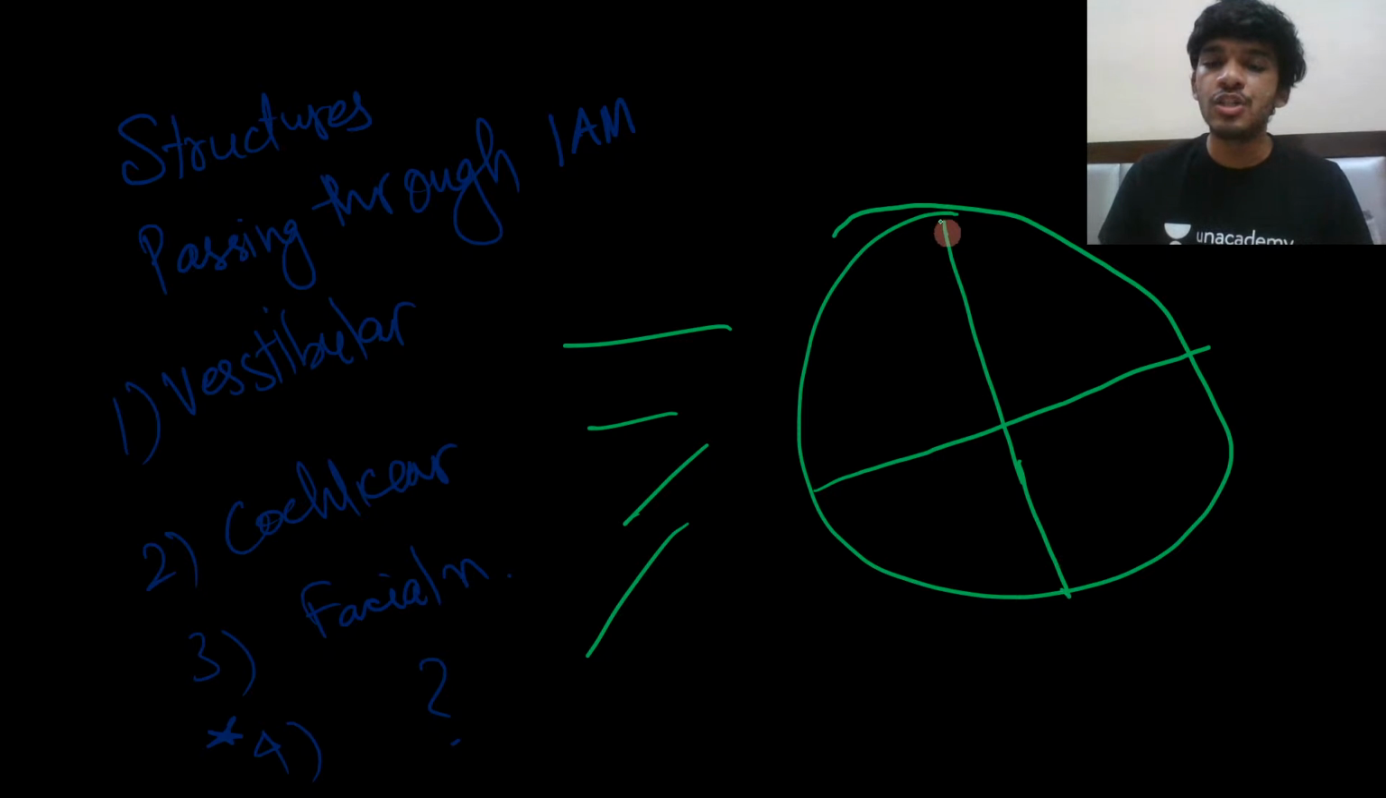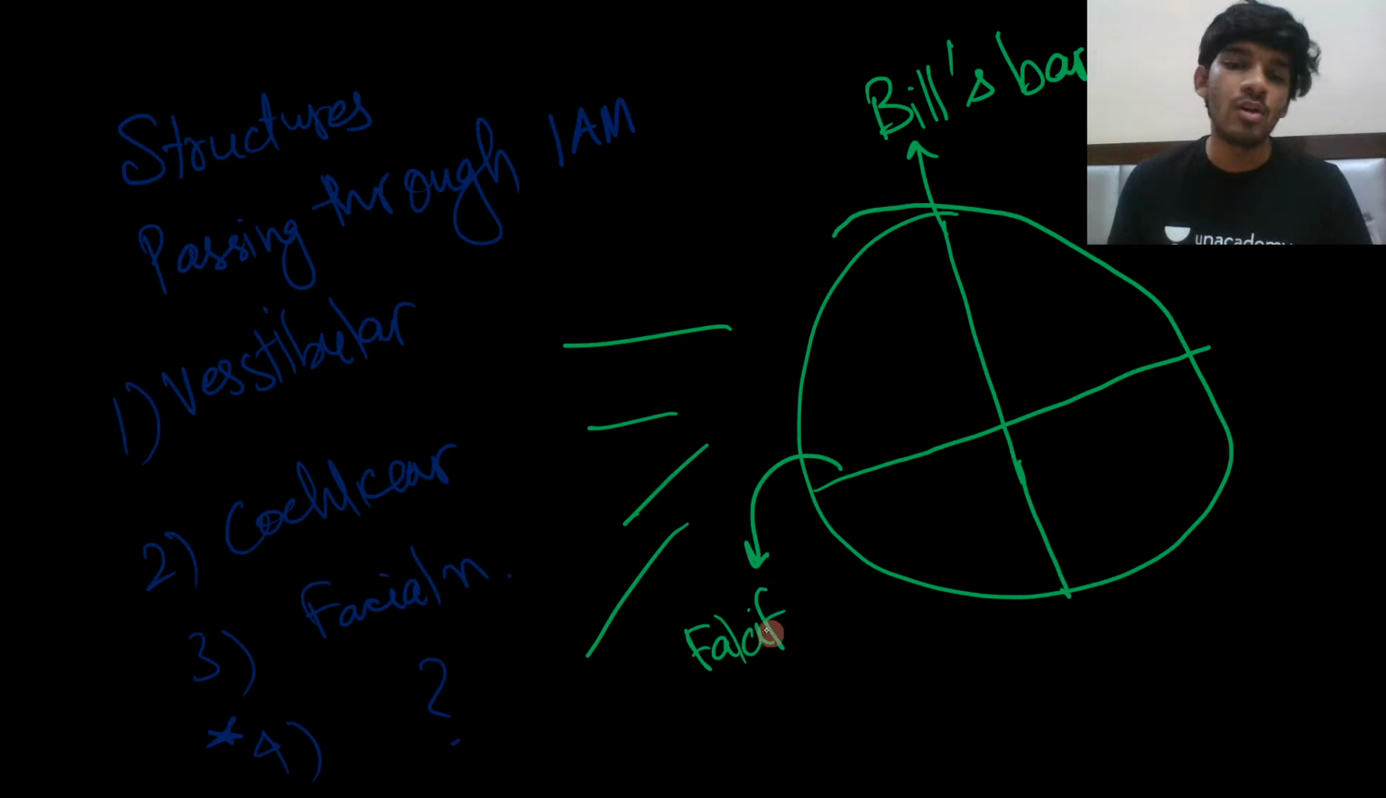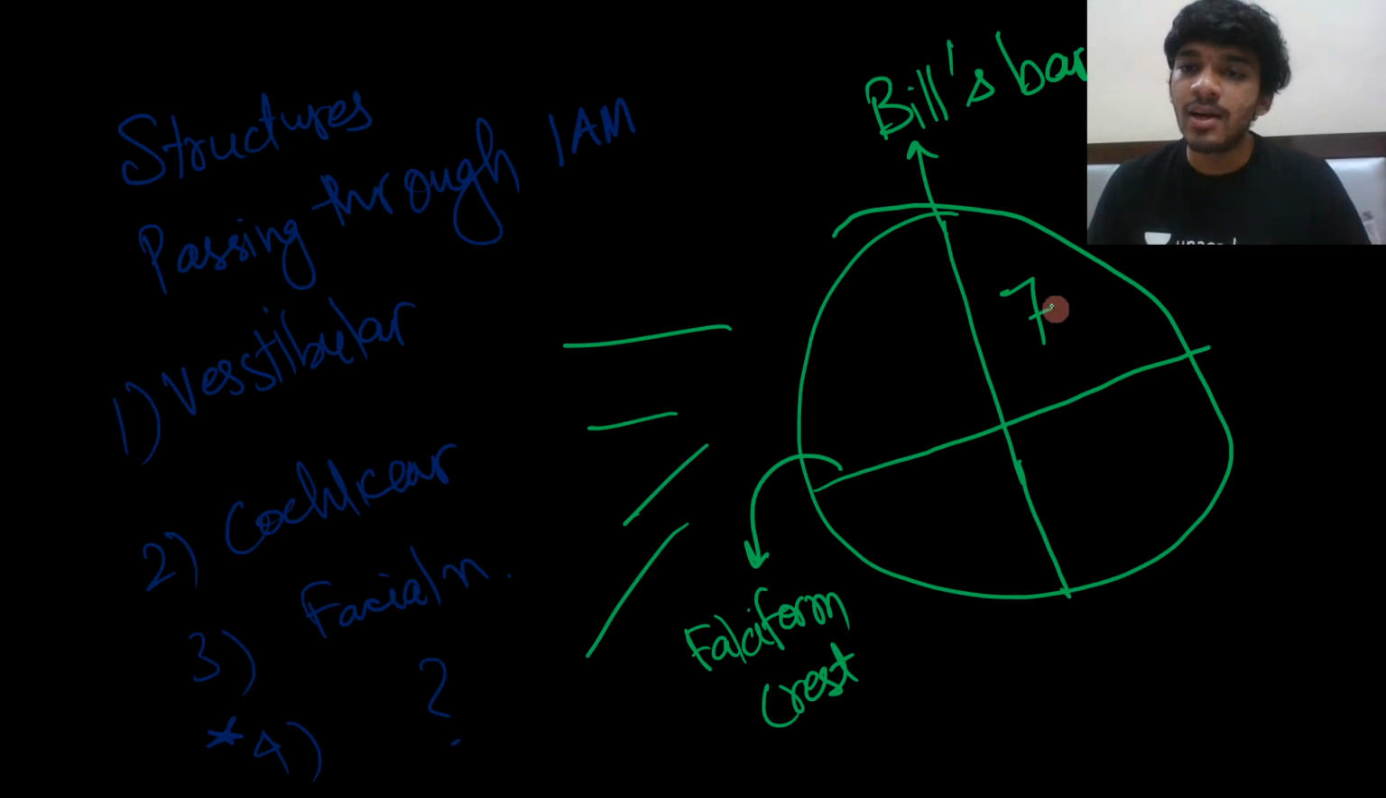So this vertical ridge, this is known as Bill's bar. All right, this has been asked in the AIIMS examination once. Bill's bar. Okay, not very important. Horizontally, it is divided by the falciform crest. Again, not very important for your prof discussion. So here you will have 7 Up and Coke.